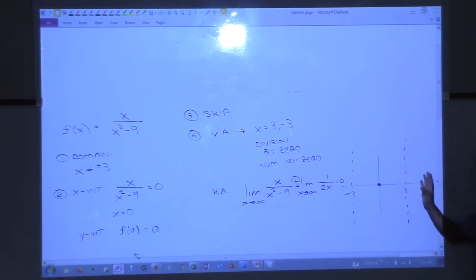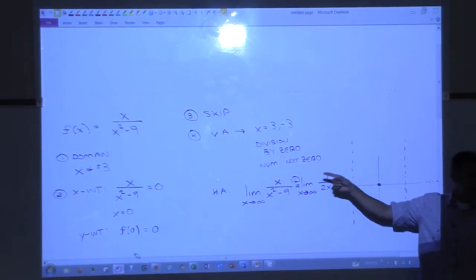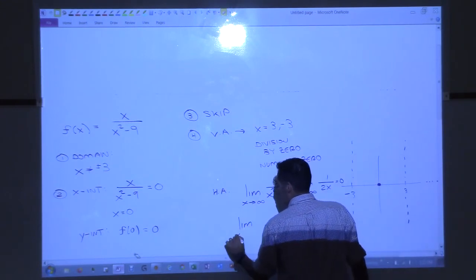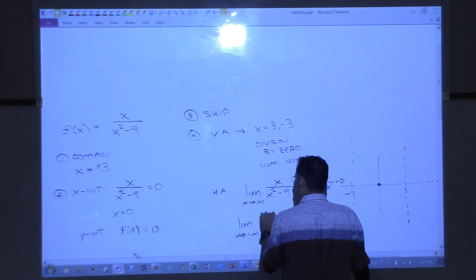This is not my final picture. Again, this is me kind of just showing you what we know so far. We still need to go out to the left side, though. Okay? We still need to go the left way. So how am I going to do that? Let x go to negative infinity instead, right? And does that change our answer?